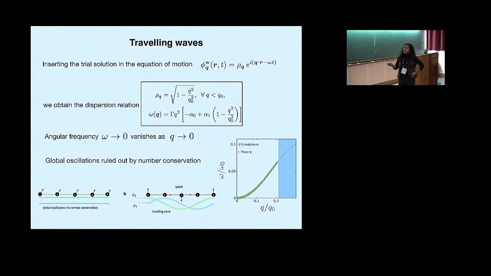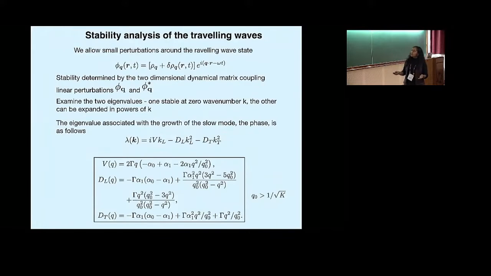Okay, but now that we have an analytical form for the traveling wave solution, we can put in perturbations around that and see what parts of the parameter space described by the alpha 0, alpha 1 parameters are stable.